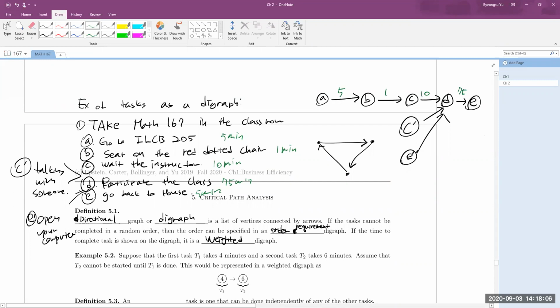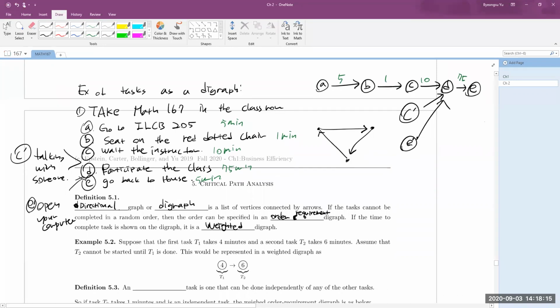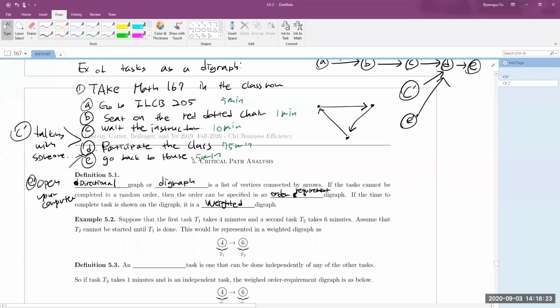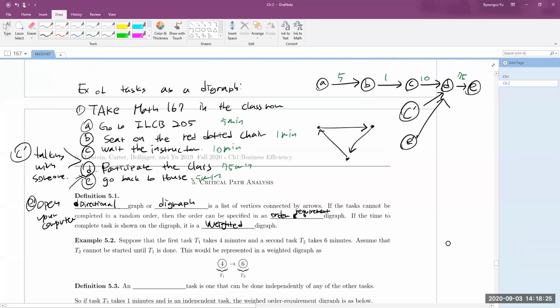So those numbers of time, the numbers on the arrow, are called weights. In that case, we call it a weighted graph, right? So it is very similar to just a graph. It is just a weighted graph with arrows, not on edges, right? Do you have any questions before going further?